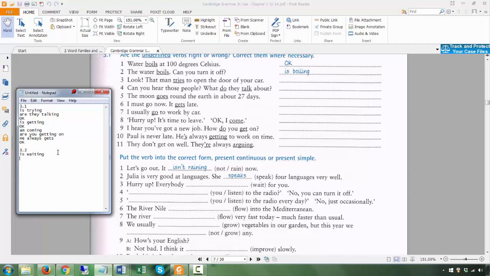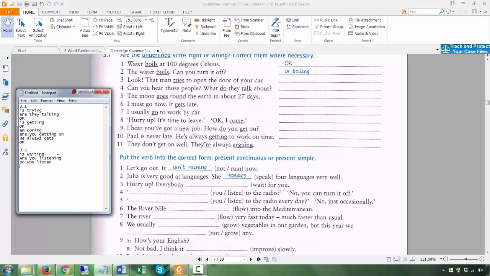So for number 4, which means it's right now, you're using the present continuous in the question form. Are you listening to the radio? And then number 5, every day, so it's regular. You use the present simple. Do you listen?